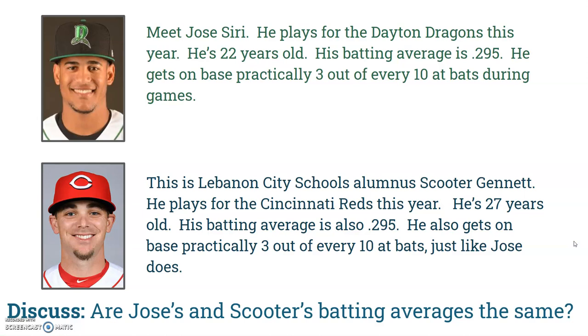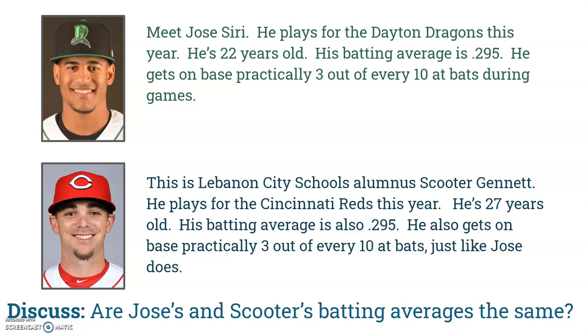If we look at these two baseball players, at the top we have Jose Siri, and he plays for the Dayton Dragons. He's 22 years old. His batting average is .295. So he gets on base practically 3 out of every 10 at-bats during games.